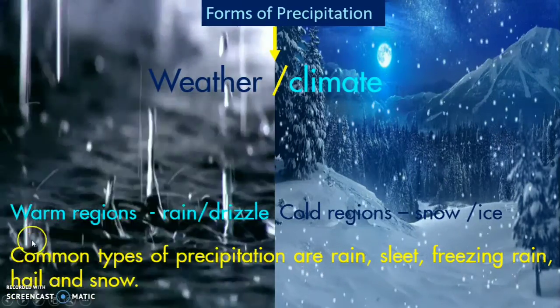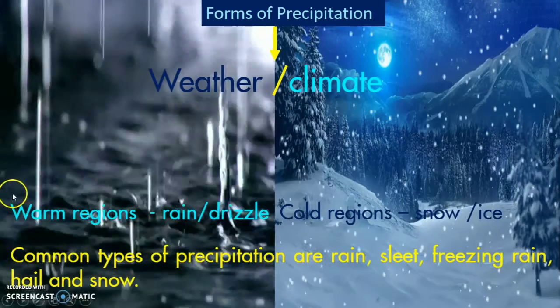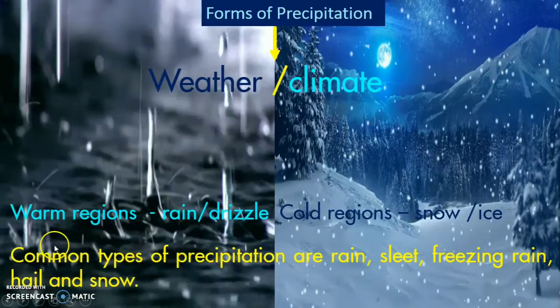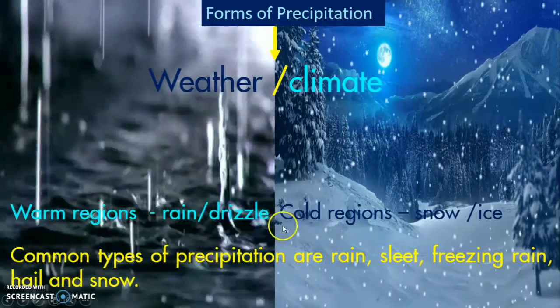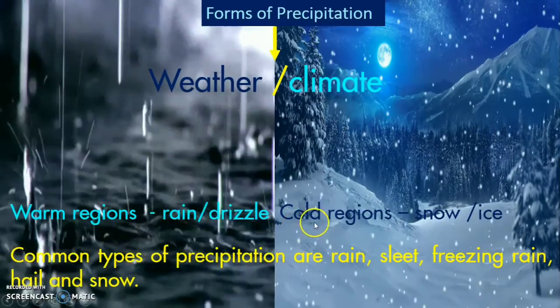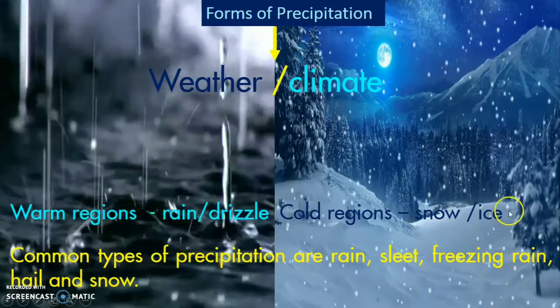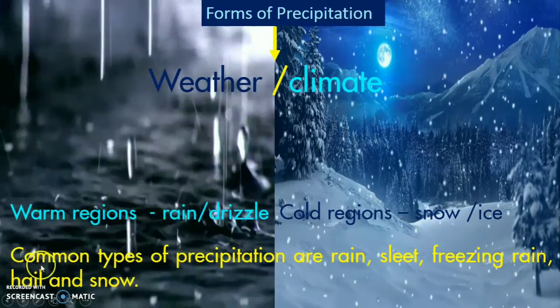See children, if the weather or climate of that region is warmer, the precipitation is in the form of rain or drizzle. And if the weather or climate of that region is colder, the precipitation is in the form of snow or ice. Is it clear, children?